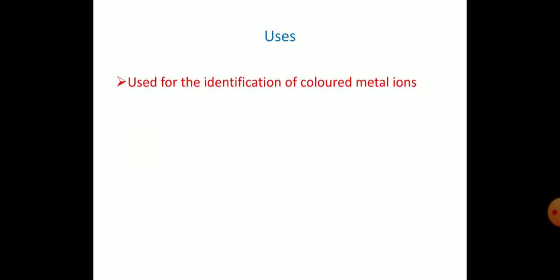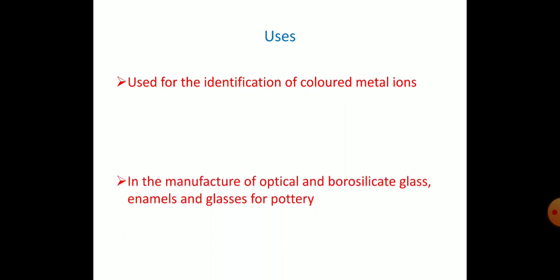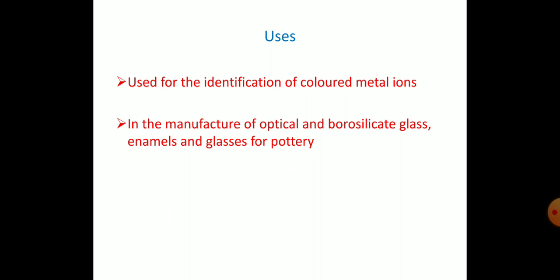The first use of borax is in the identification of colored metal ions, like copper and chromium. In their identification, borax is used. Then the second use is in the manufacture of optical and borosilicate glass. Or we can shortly say in the manufacture of some special types of glasses. It is used in the manufacture of optical and borosilicate glass, enamels and glasses for pottery. So this is the second use of borax.